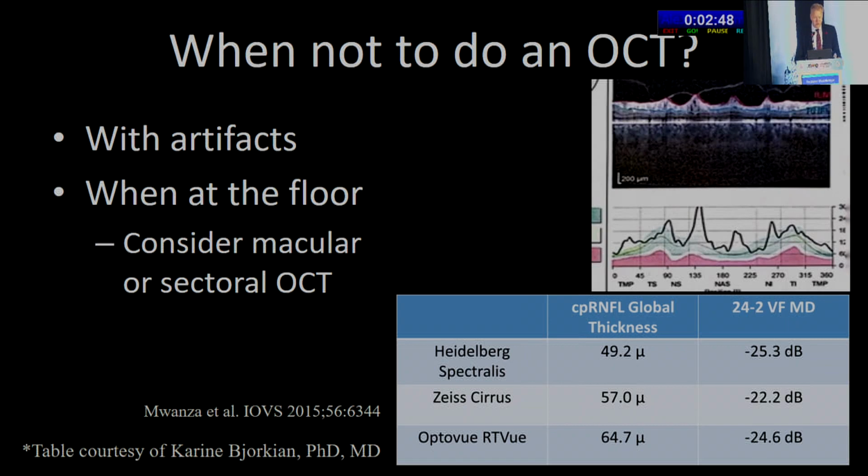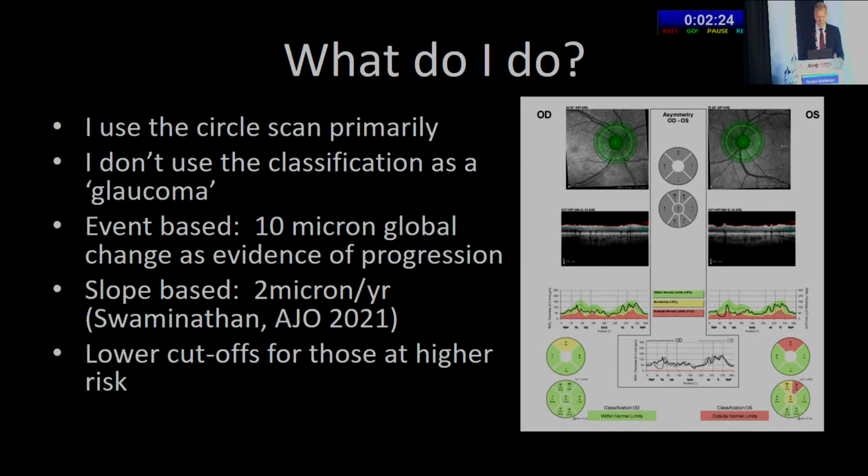So all of our instruments for OCT have a floor effect, and what that means is you're going to do this testing, and you're not going to see anything changing on the OCT because the patient is as thin as they're ever going to get. It's something about 49 microns with a Heidelberg, up to 64 microns with the OptiView. And this is when you don't need to do an OCT. If they're at the floor, then you don't need to do it.